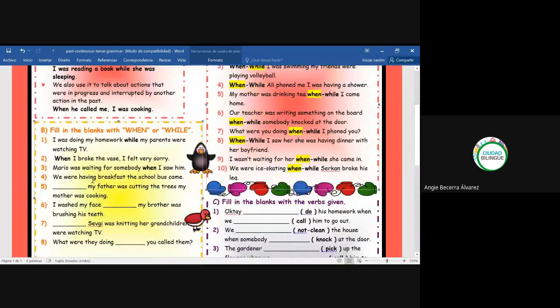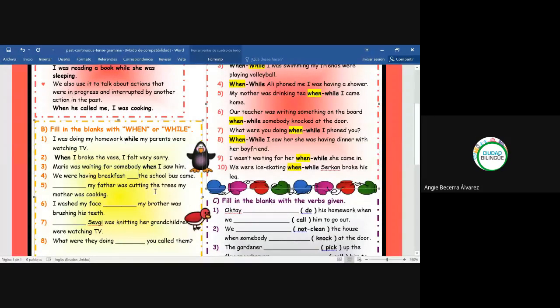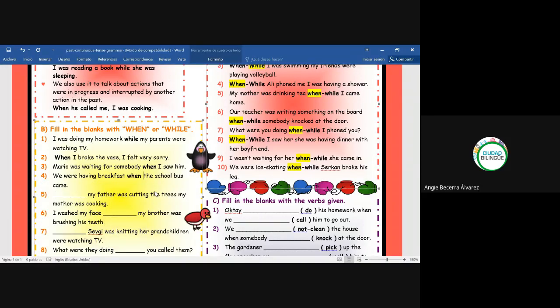So, number four dice, we were having breakfast at the school. We were having breakfast. The school bus came. Entonces aquí sería when or while. What do you think, Sus Lady? ¿Qué piensas? Sus Lady, are you there? Chicos, ¿me escuchan? Okay. Yes, teacher. I'm sorry, teacher. Don't worry, Sus Lady. So tell me. When? Perfect. We were having breakfast when the school bus came.